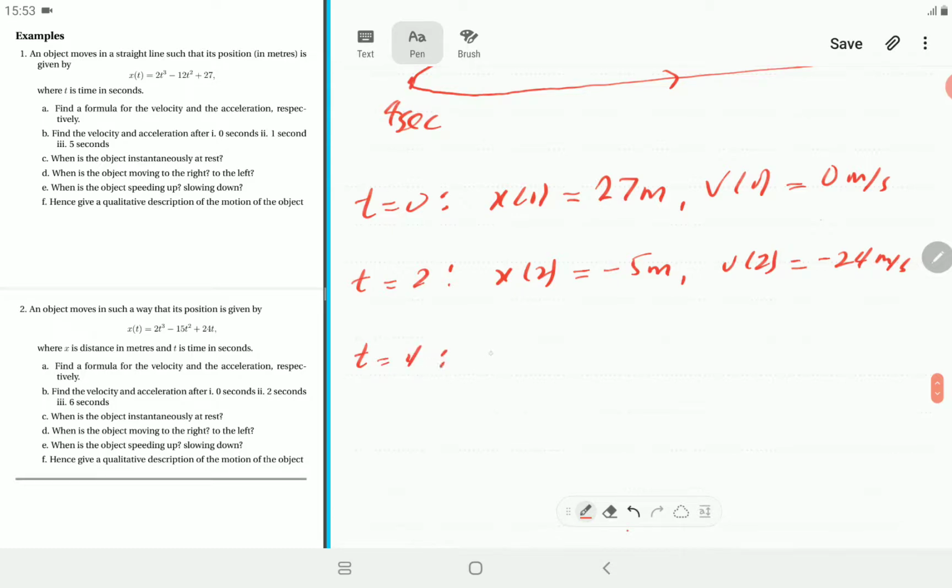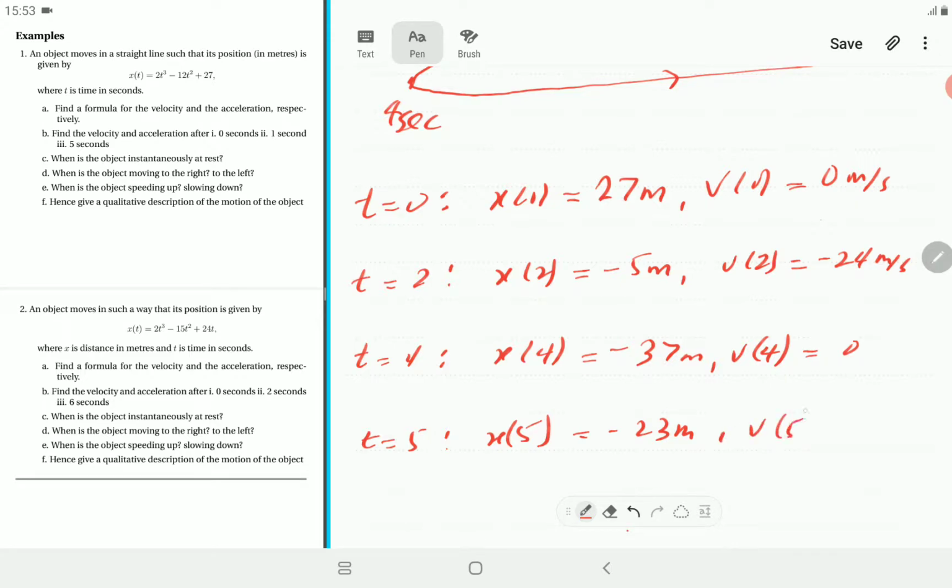At t equals 4, the displacement is minus 37 meters. The velocity is 0. That's when it's changing direction. Then I'm just going to do t equals 5 here, which we've already done before. The displacement is now minus 23, and the velocity is 30 meters per second.